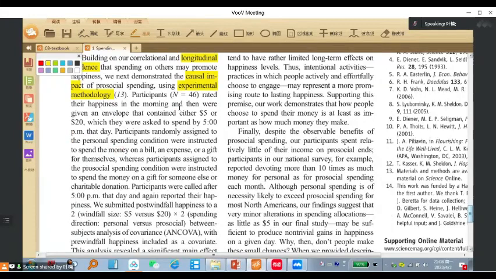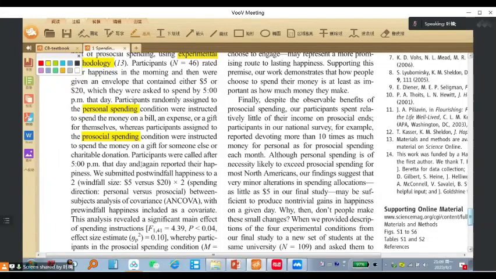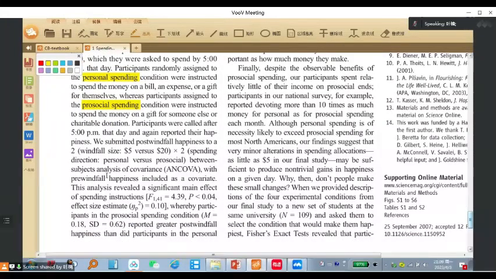Participants rated their happiness in the morning and then were given an envelope that contained either $5 or $20, which they were asked to spend by 5 o'clock p.m. that day. They were randomly assigned to the personal spending condition, instructed to spend the money on a bill or expense or a gift for themselves, while the other group, the pro-social spending condition, spent it on a gift for someone else or a charitable donation. By the end of the day, the participants again reported their happiness, and post-windfall happiness was submitted to a 2x2 between-subjects ANCOVA, with pre-windfall happiness included as a covariate.